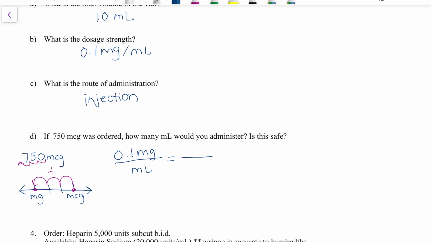So that means we have 0.750 milligrams. How many milliliters? I'm going to cross multiply, get 0.1x equals 0.75. So x equals 7.5 milliliters.